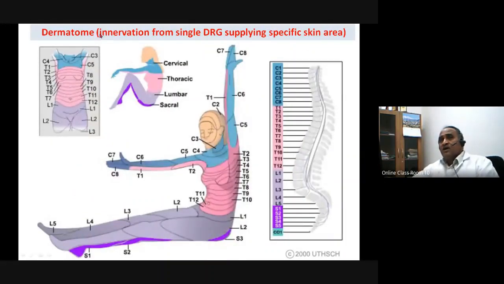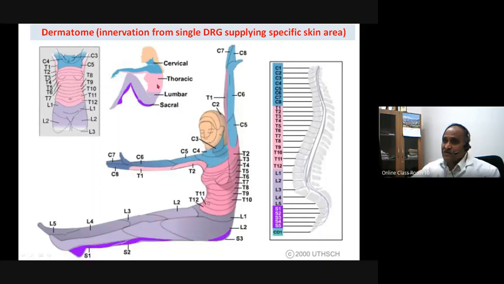Now, the area of skin innervated by a single dorsal root ganglion, or a nerve from a single dorsal root ganglion, is known as a dermatome. This is a beautiful picture. I love it because it provides the dermatome pattern of our body. This would be dealt with wonderfully in your anatomy classes. You just see here this lady sitting there, and this blue component is cervical.